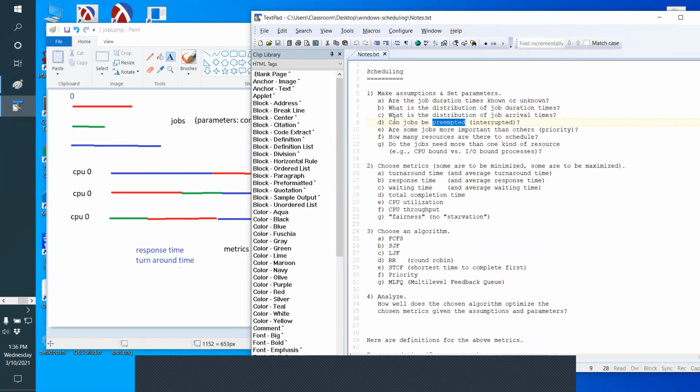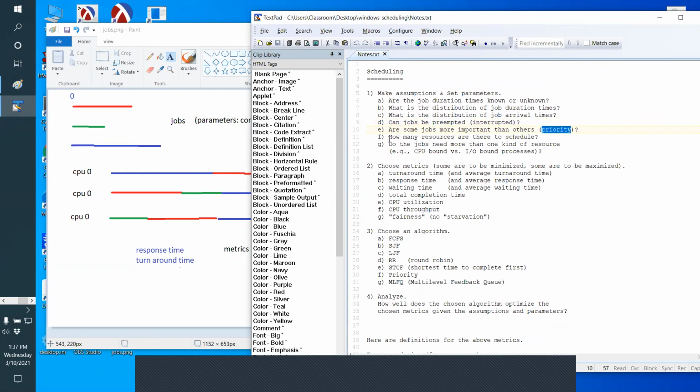So you have to decide. This is under assumptions. You decide, can you preempt or not preempt? What kind of preemption do you mean? Do you mean letting somebody cut in line, or do you mean actually interrupting a job in the middle of its being done? Okay. Priority. Are some jobs more important than others?